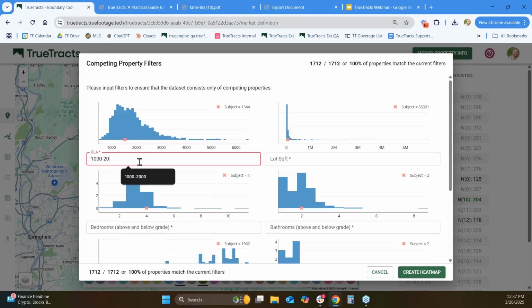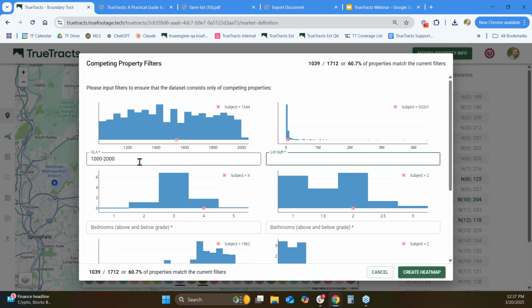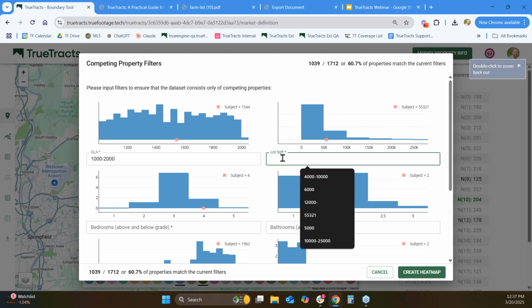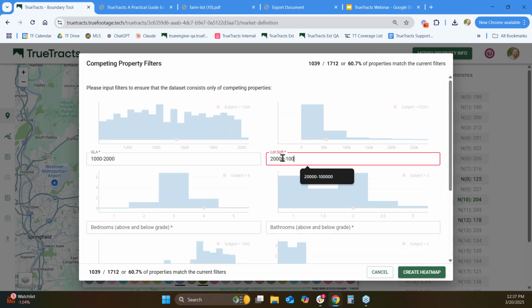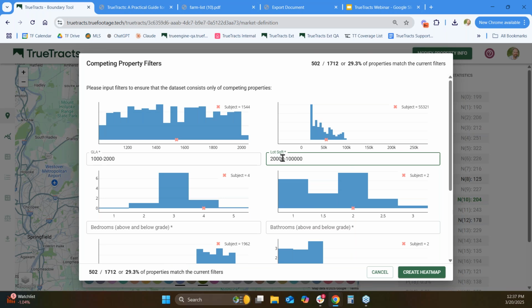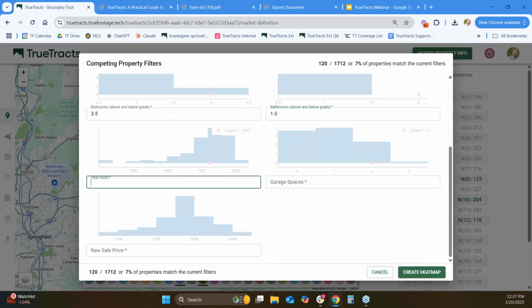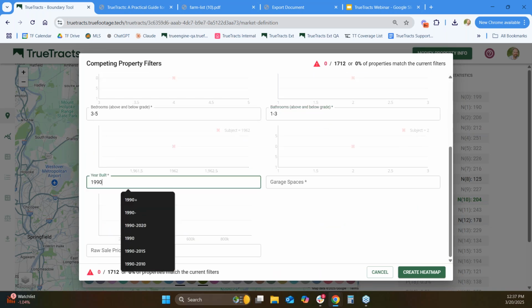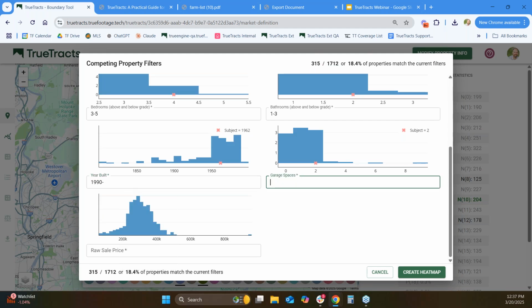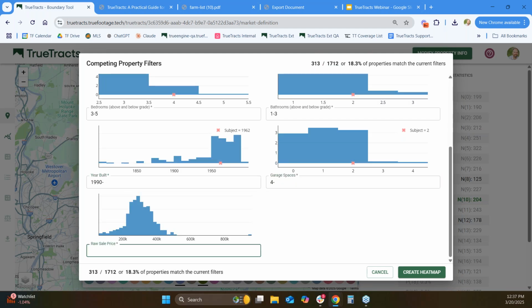So now we need to apply some filters. You can see there's a wide variety of lot sizes here. If you need to zoom in on an area, you can highlight it and then zoom in there. So I'm going to apply some filters of, let's go 20,000. This is rural, so maybe we'll go up to 100,000. Come down here to bedrooms, 3 to 5, bathrooms, we'll go 1 to 3. Year built, 1990 minus, garage spaces, 4 minus, and sold price.